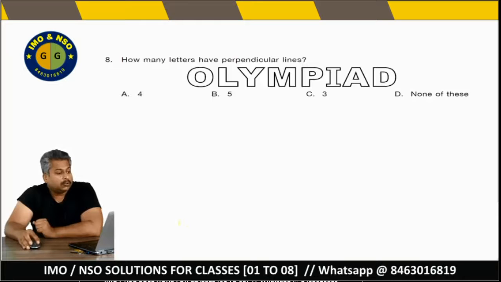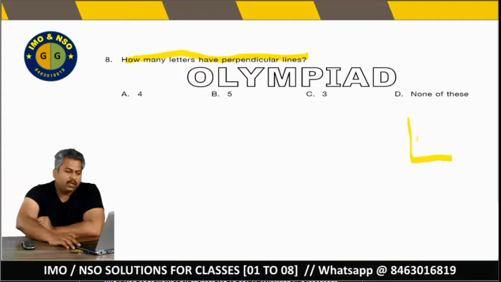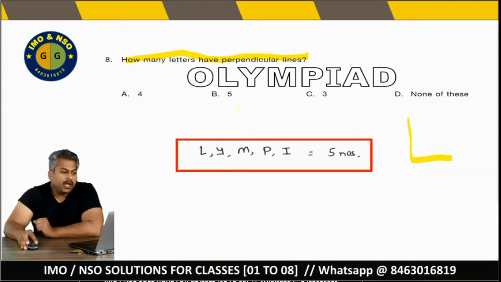Now coming on to question number 8, how many letters have perpendicular lines? So perpendicular means there should be one line like this, another line like this. So this particular angle should be 90 degrees. So if we see in these letters, L, Y, M, P, I, all these have perpendicular lines. So our correct answer should be 5. Okay, so option B is the right answer.